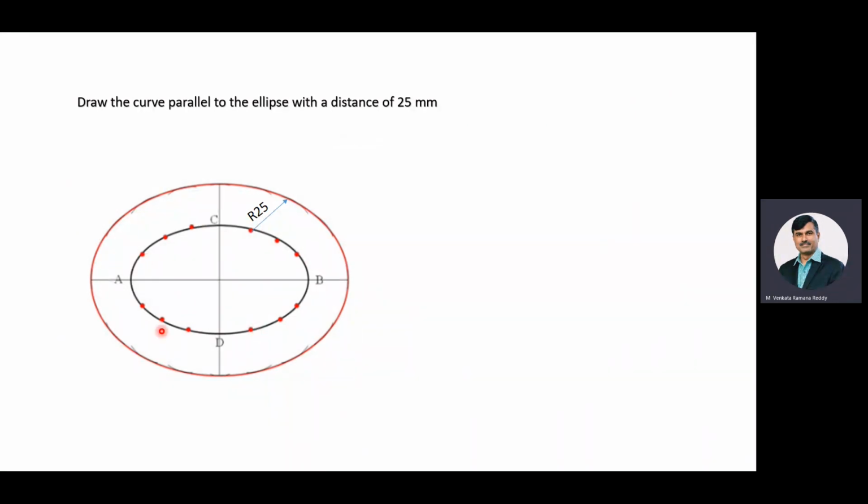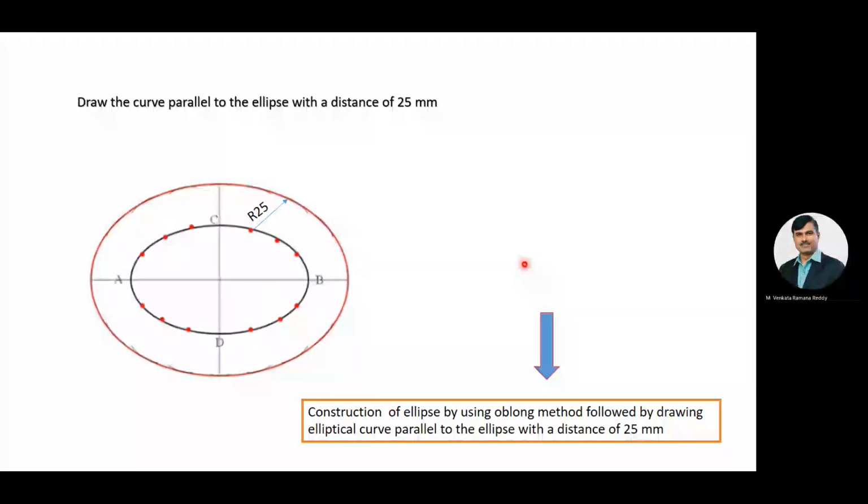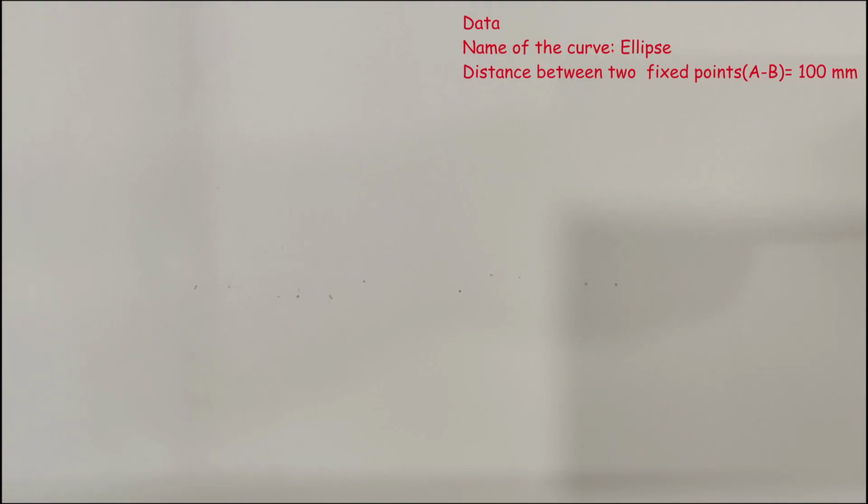For construction of the inner ellipse, there are different methods we can use, say arcs of circle method, oblong method, concentric circle method. But here we are going to use the oblong method for construction of the inner ellipse, then we will draw the outer ellipse. The next step is construction of the ellipse by using the oblong method, followed by drawing the elliptical curve parallel to the ellipse with a distance of 25 mm. Now we are going to construct the ellipse with the given data.